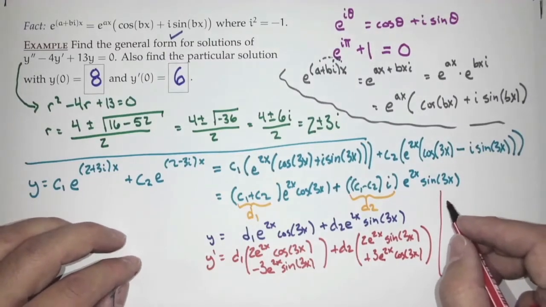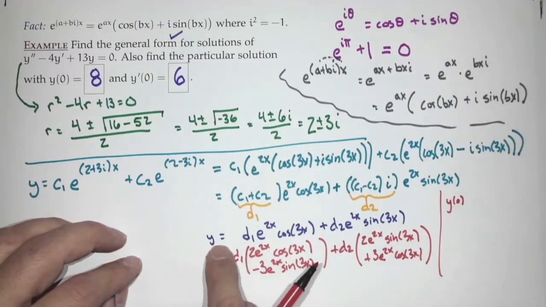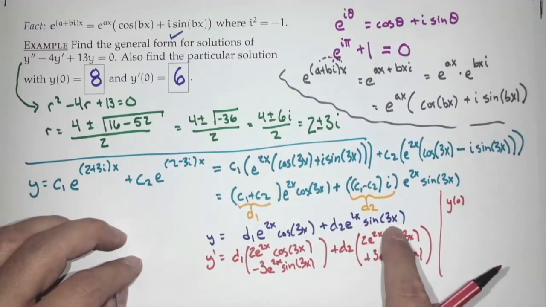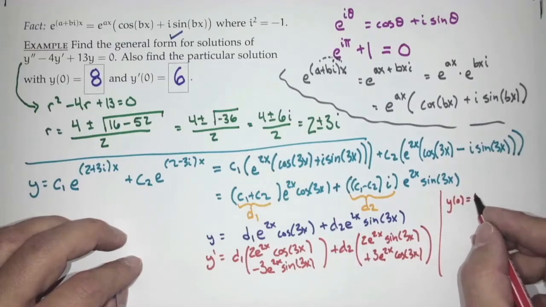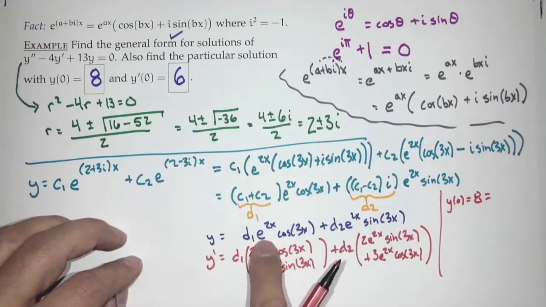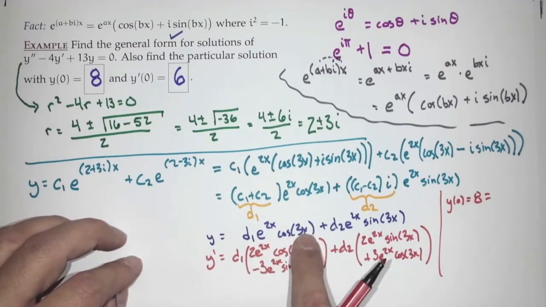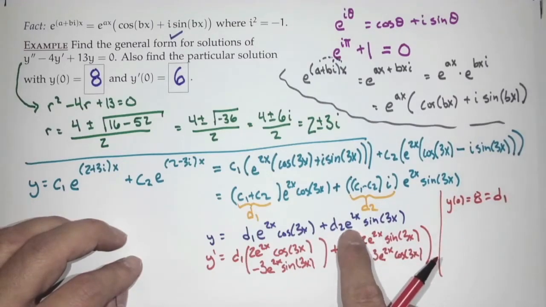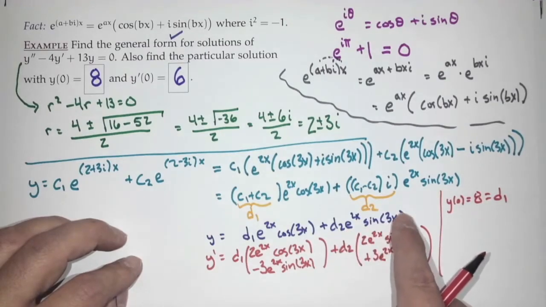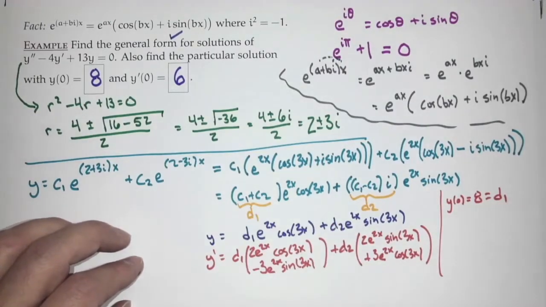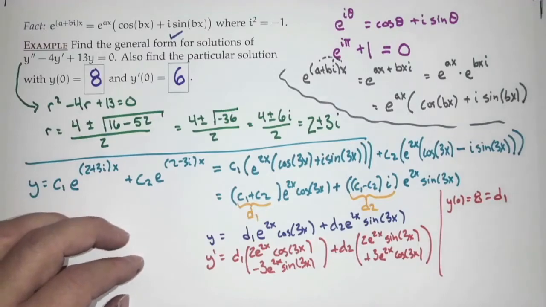y of 0. So when we plug 0 into here, what comes out? 8 comes out, yes, but what else comes out in terms of d1 and d2? E to the 0 is? Cosine of 0 is? 1, so that says we have d1. E to the 0 is? Still 1. Sine of 0 is? 0. So that goes away. So we have y of 0 equals 8 equals d1, which is great. That means we've solved for one of our constants.